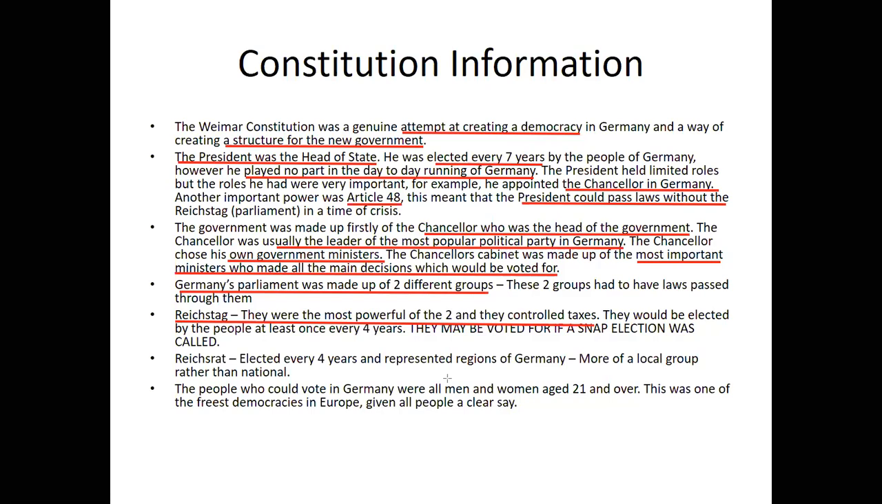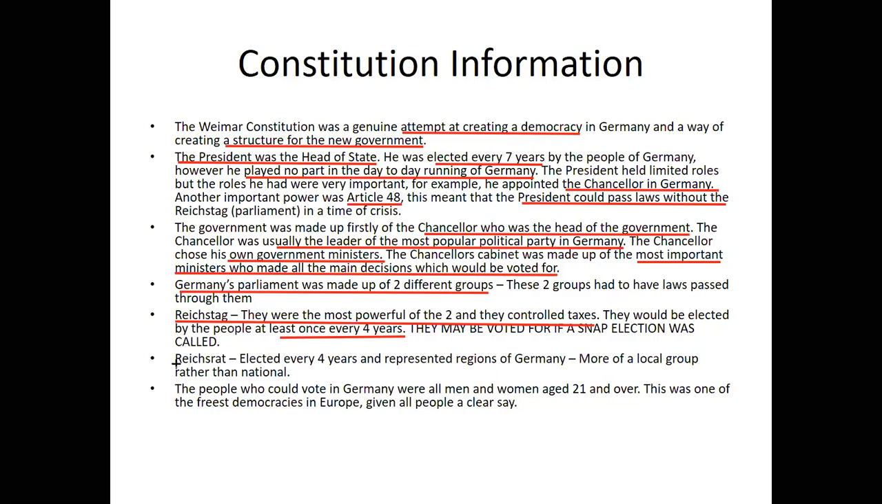So in Britain, every election period, we vote for MPs to represent us in the House of Commons. They then discuss and pass votes and say yes or no. Okay? Now, these members of the Reichstag would be voted for at least once every 4 years. But if there was a snap election, then there may be more regular elections and more regular changes in the Reichstag.